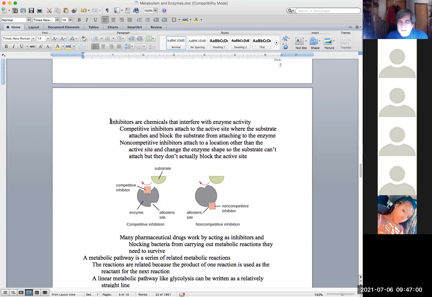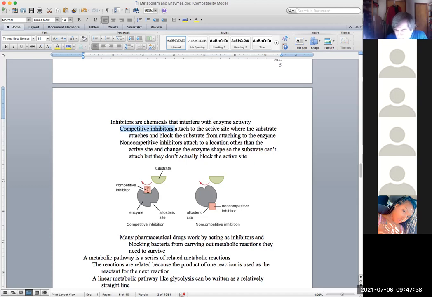Now, another way that we can affect enzymes is through some inhibitors. And inhibitors are chemicals that somehow interfere with enzyme activity. So let's look at competitive inhibitors first. So here's our enzyme, this gray blob. And notice that this enzyme has an active site. I don't know why they labeled everything else, but they didn't label that. So the active site is where this square is fitting in up on top. We'll talk about the allosteric site in a moment.